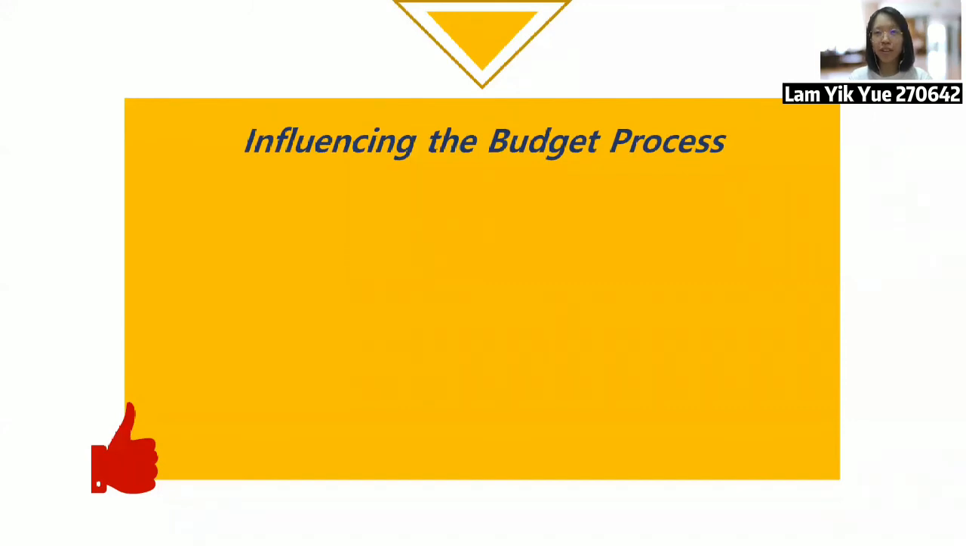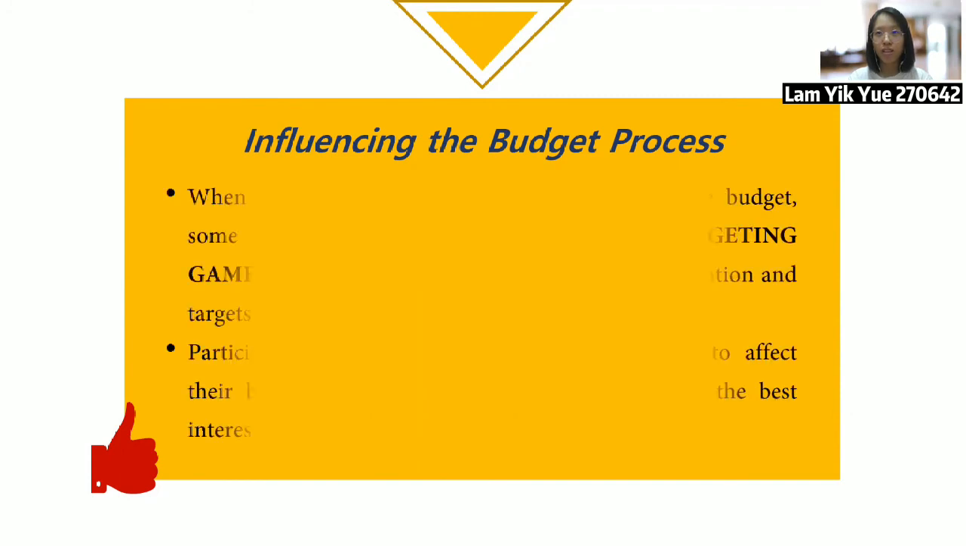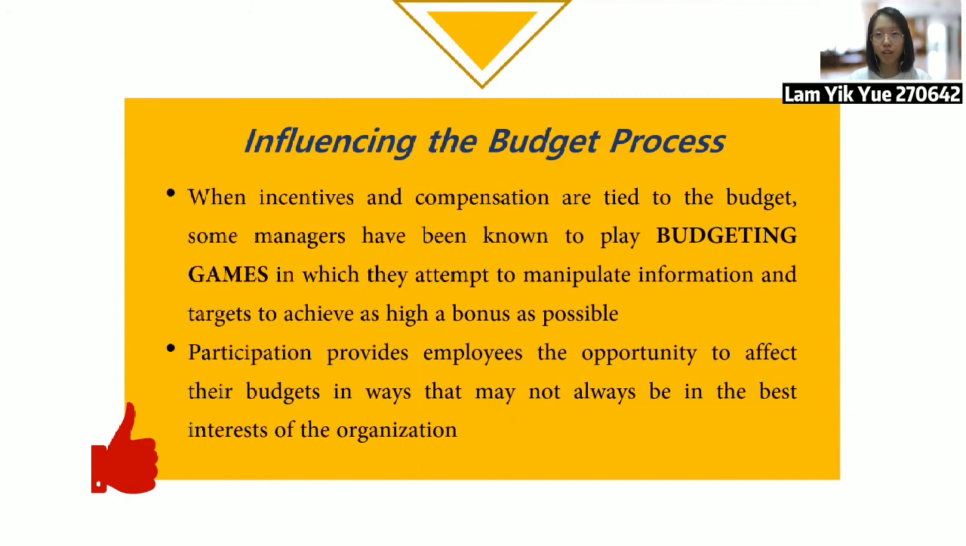Good day to everyone. My name is Lam Yue and my matric number is 270642. Now, I will briefly talk about how the budgeting process can be influenced. When incentives and compensation are tied to the budget, some managers have been known to play budgeting games. This may indicate that they will manipulate specific information and targets to achieve a higher bonus. So it obviously shows that participation will provide employees with more opportunity to affect their budgets in ways that may not always be in the best interest of the organization.